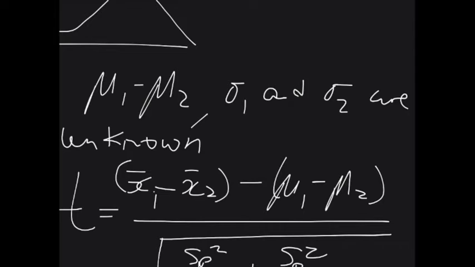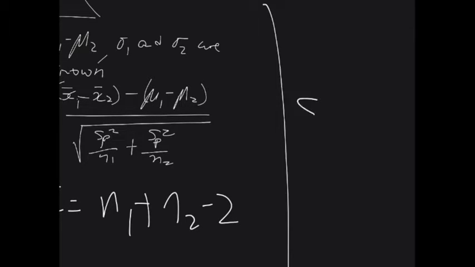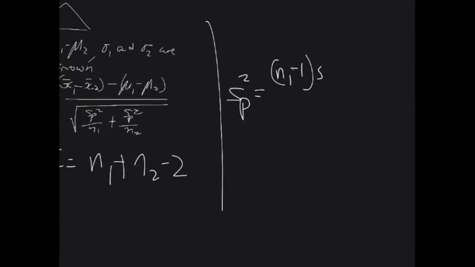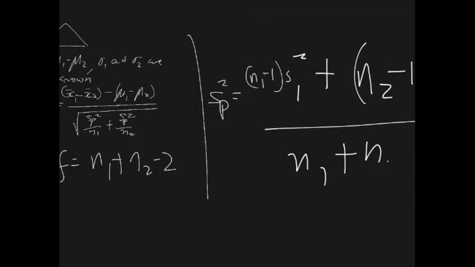But then what happened is that the degrees of freedom for this is n1 plus n2 minus 2. All right? The other thing that you need is a formula for the pooled sample variance, which is given by n1 minus 1 times s1 squared plus n2 minus 1 times s2 squared, over n1 plus n2 minus 2. So that's to calculate the value of sp that we're going to use in this formula.